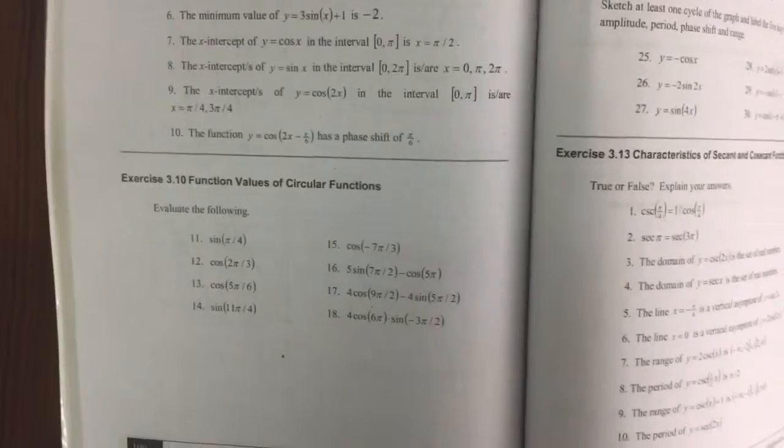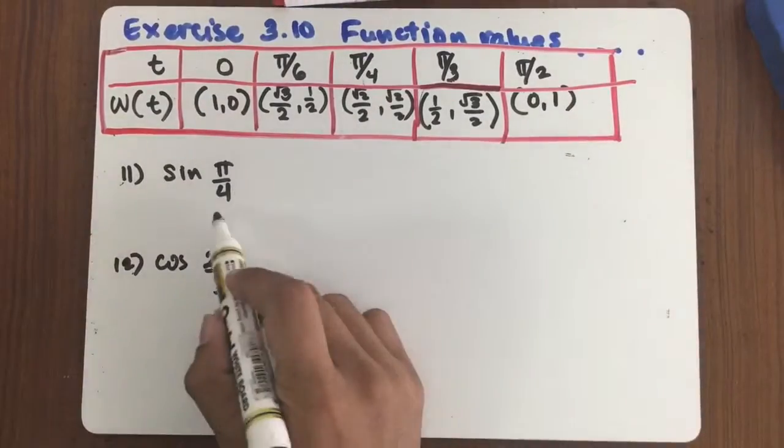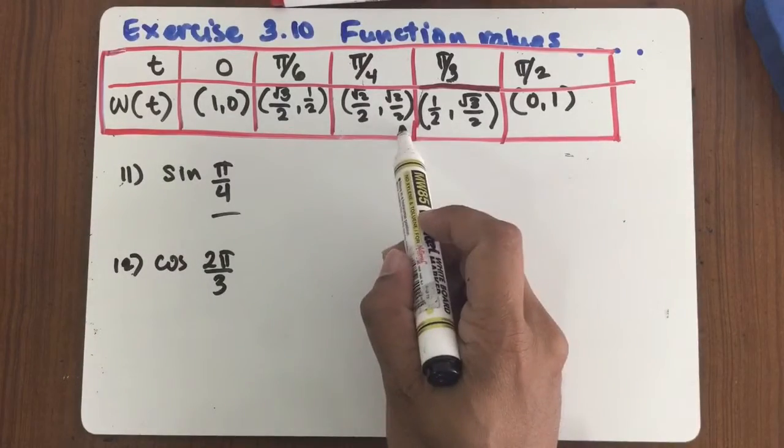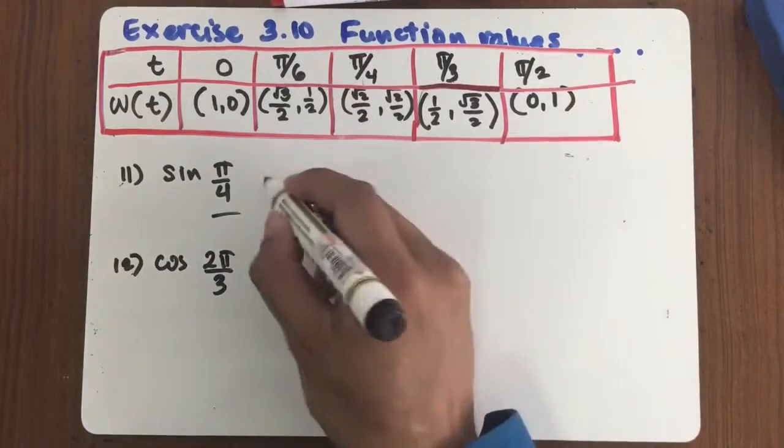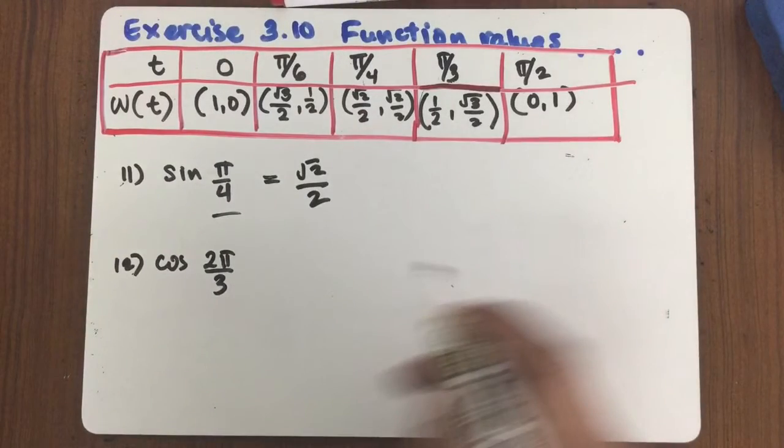Magsagot tayo ng ilang problems dito sa exercise 3.10. Let us evaluate sine of pi over 4. Okay, so titingnan natin yung point of intersection. So it's going to be the y coordinate. Sine of pi over 4 is equal to square root of 2 over 2.